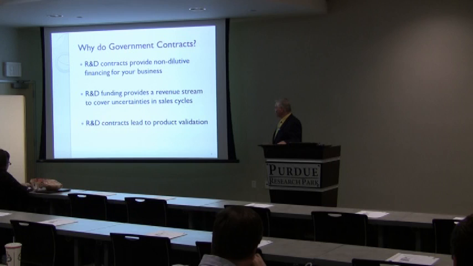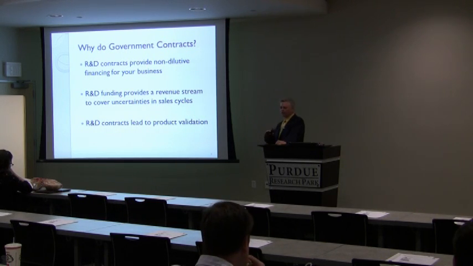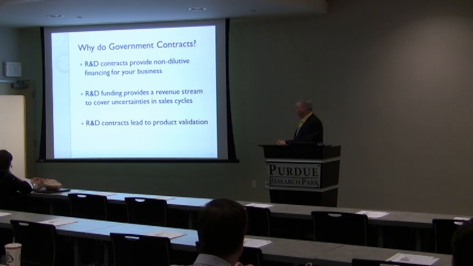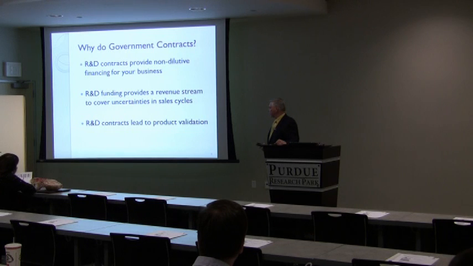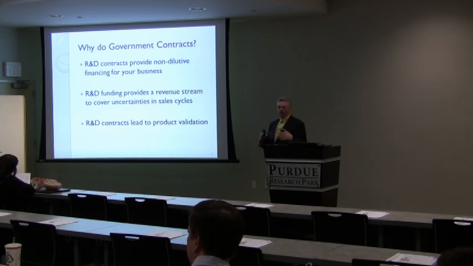R&D funding provides a revenue stream to cover uncertainties in sales cycles. So if your company begins to get more mature and you actually have sales, sometimes sales have some irregularities, and it's nice to have some government contracting, R&D contracts to keep things smooth in the revenue cycles. And then finally, as you're trying to commercialize your products, having R&D contracts with the contacts in the DoD will help you gain product validation because you're working with the customer, the ultimate customer, right from the very beginning.